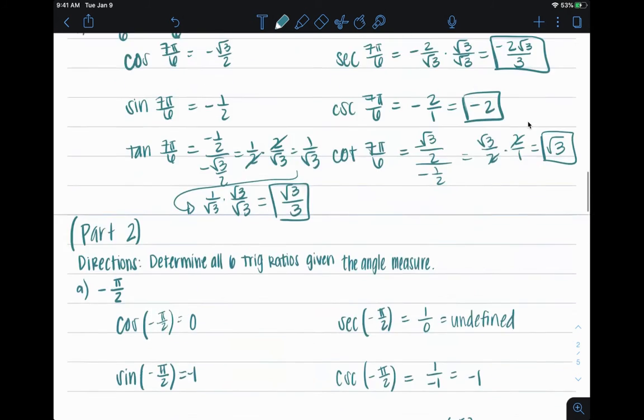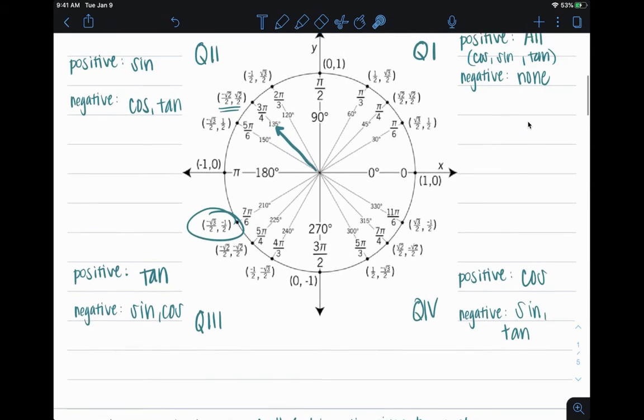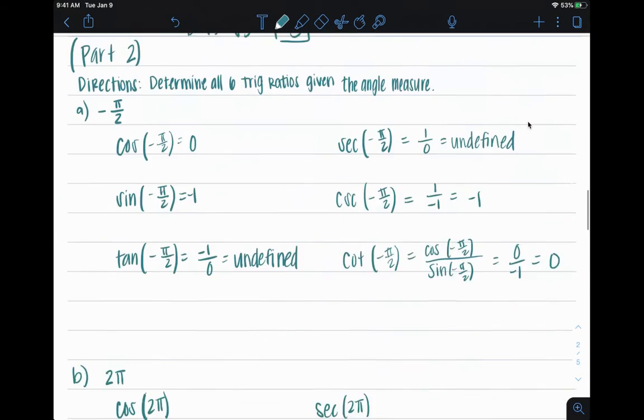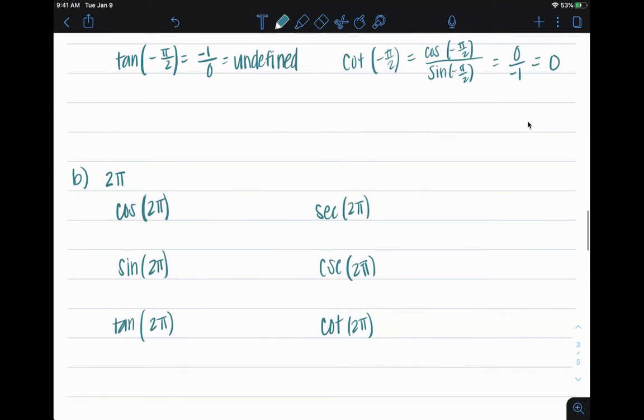Let's determine what the coordinates at 2 pi are. If we go counterclockwise, because it's positive, 2 pi, so if we go halfway, that's pi. If we go all the way in one complete circle, we're back at 0 or 2 pi. So one full circle will be 2 pi. And then those coordinates are 1, 0. So let's use those down here.